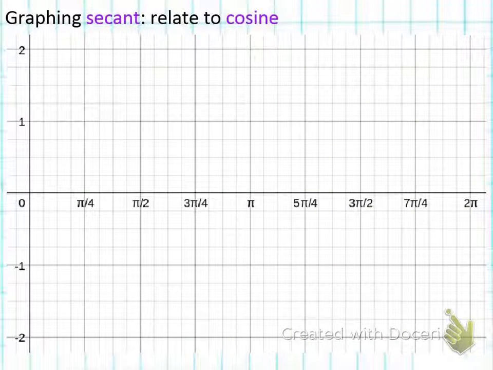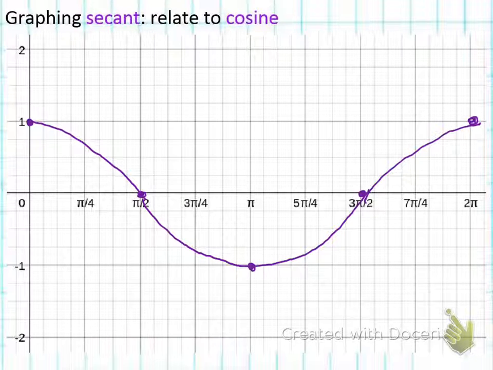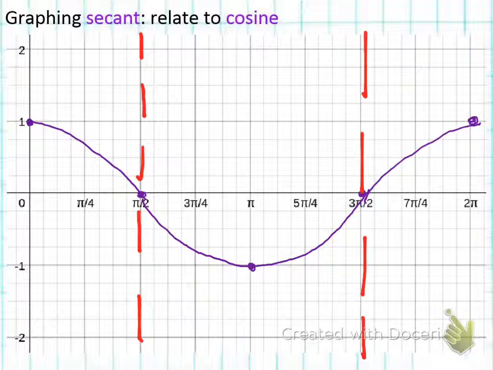Okay, so for graphing it by hand, we would start with the cosine function so that we get an idea of where secant belongs. So I plot these points for cosine, right? Remember, it looks like a V from 0 to 2 pi, but really it has a curve to it, so it looks like this. Now to graph secant, I'm going to start by making the asymptotes wherever cosine is 0. So these will be my asymptotes here.